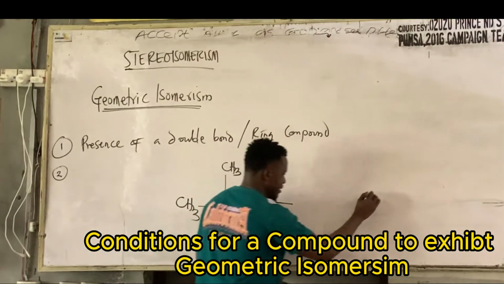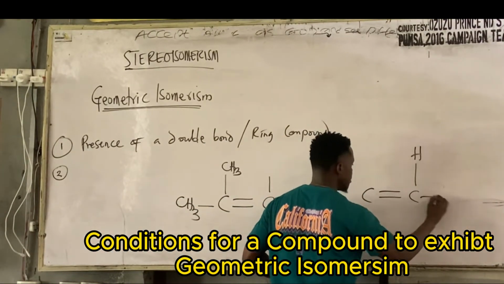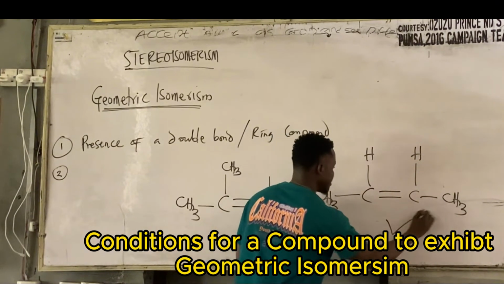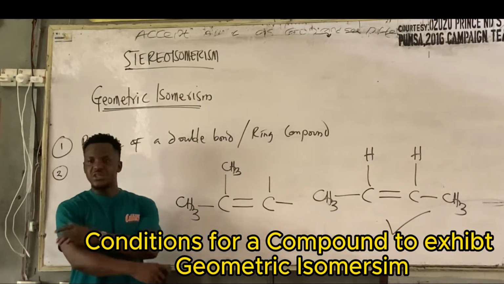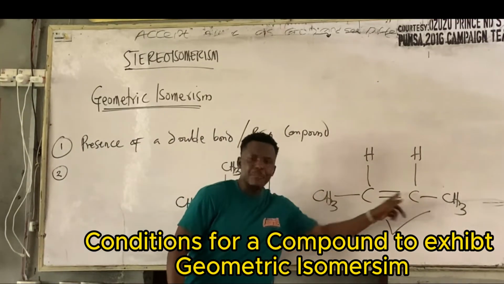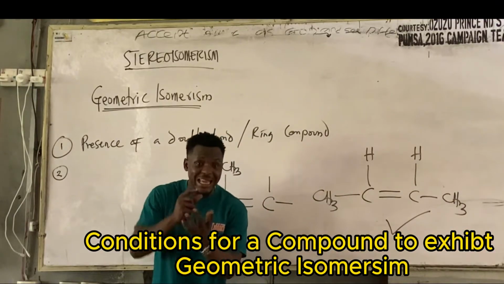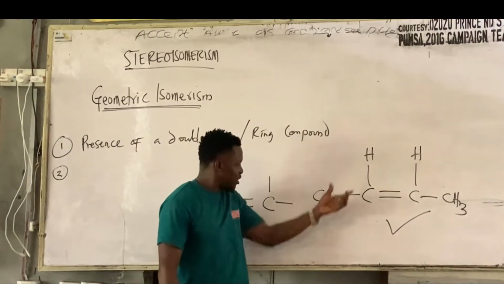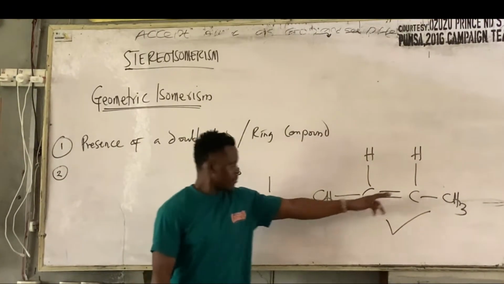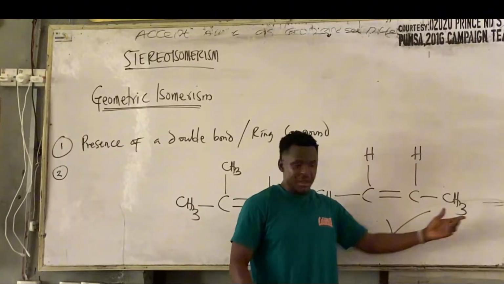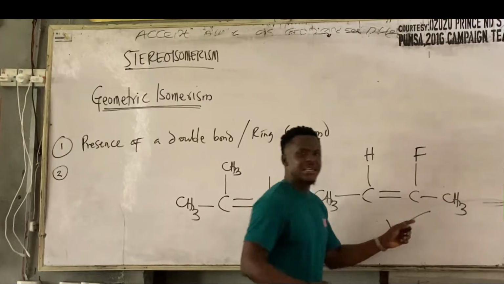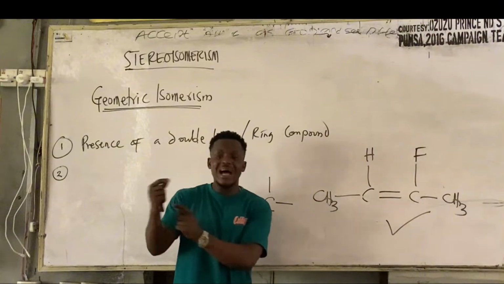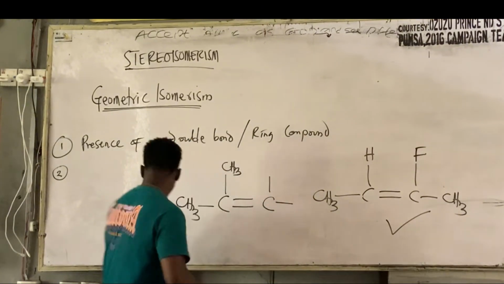If I have something like this, here is H and here is CH3, here is H and here is CH3, this compound will exhibit geometric isomerism. Why? Because each of the carbons of the double bond, you consider each individually, has different substituents. H is not the same as CH3 on this carbon. On this other carbon, H is not the same as CH3. If I come there and put H3N, can you say it's geometric isomerism? Yes, because each of the carbons of the double bond does not have the same type of substituent. So that is also condition number two.